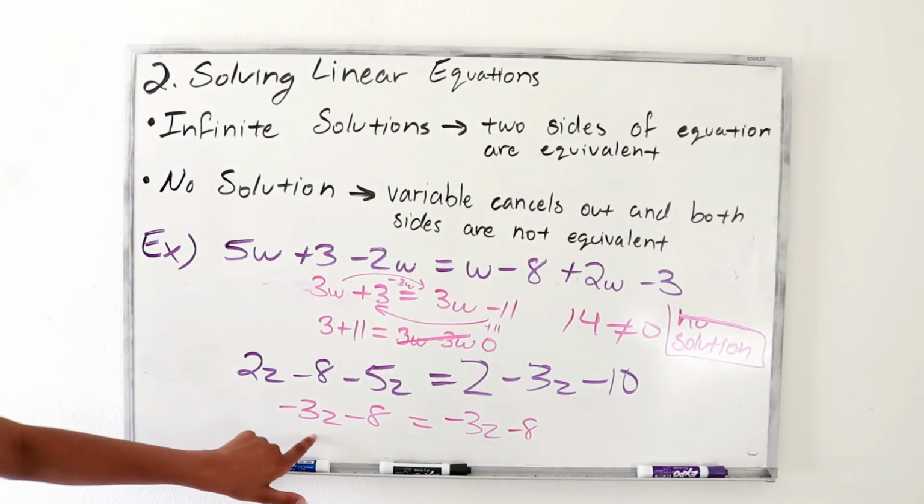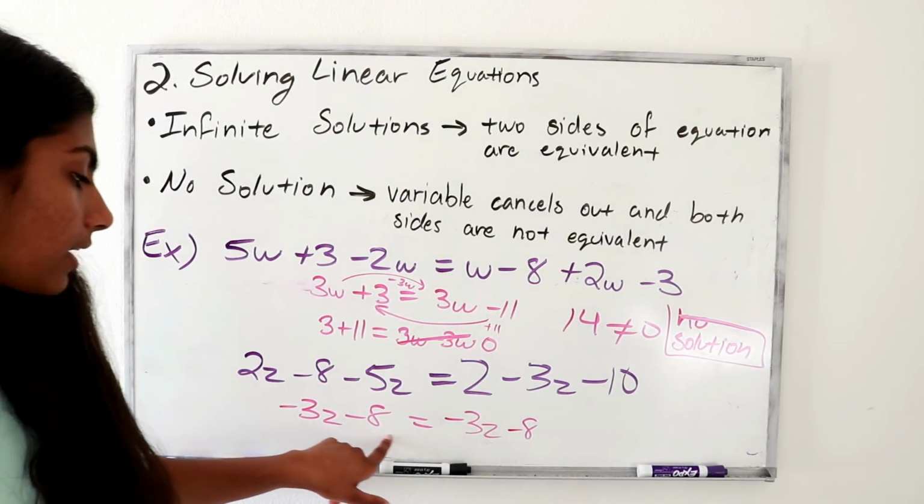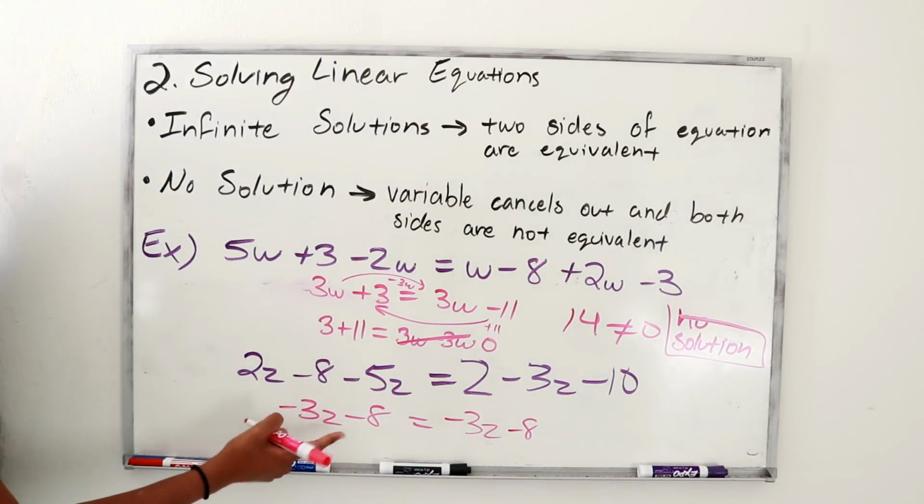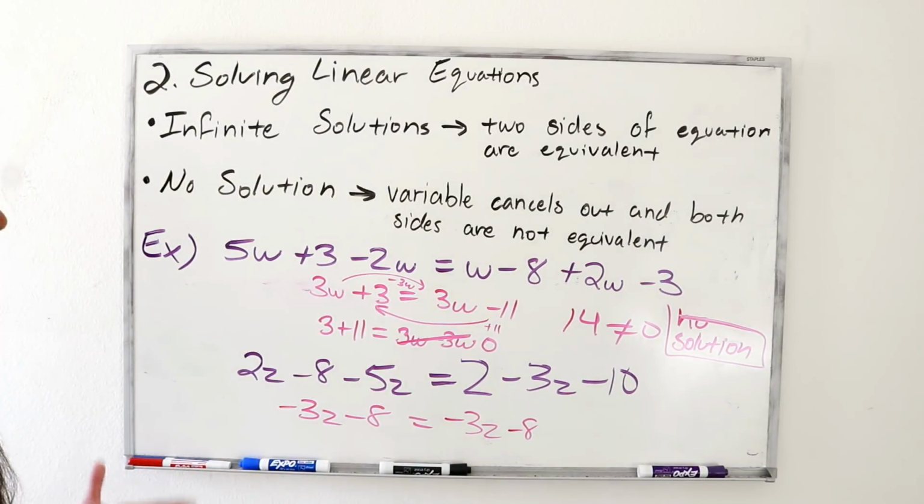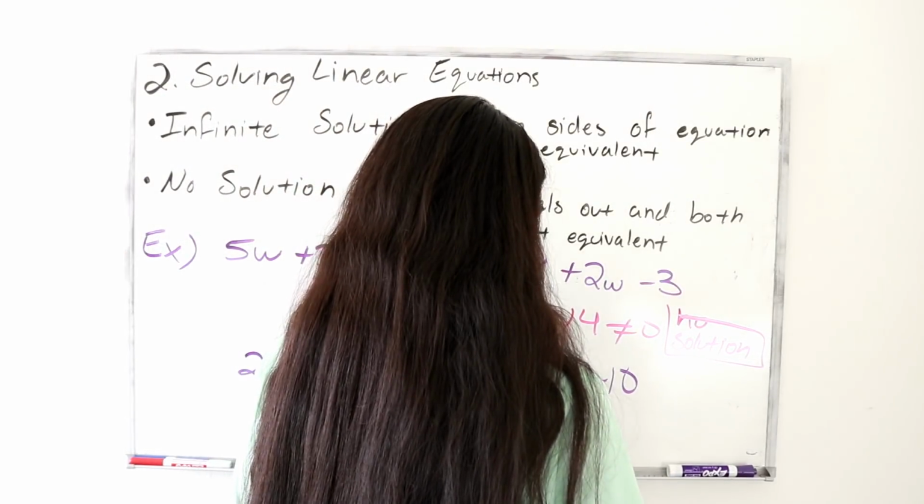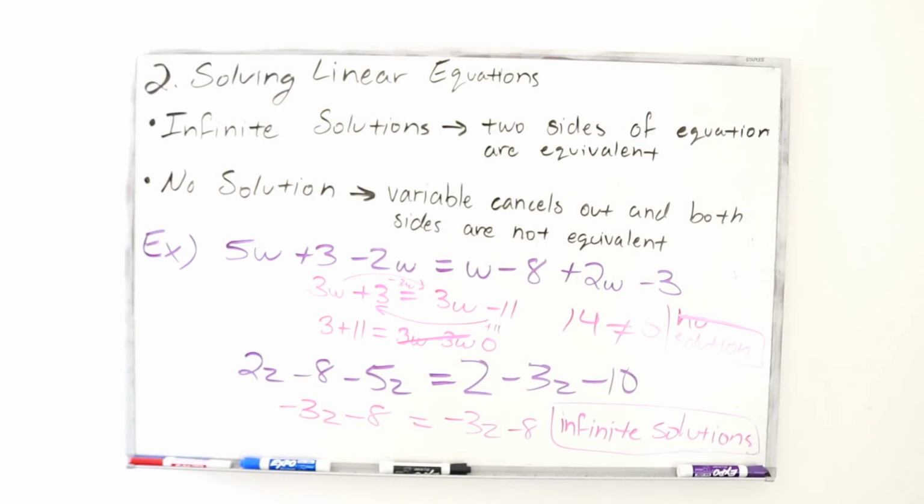So right here. Oh, wait a minute. Negative 3z minus 8, negative 3z minus 8. They're both equivalent. That means that any value we put for z is going to make sure that these two expressions are equivalent. So we can say z equals 1, z equals 2, anything. All the way up till infinity, so that means that there are infinite solutions.